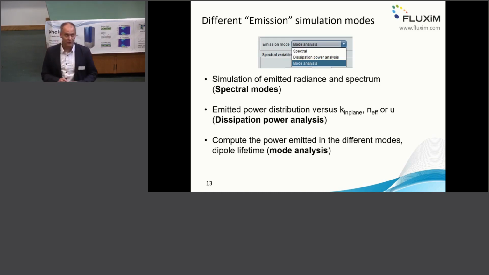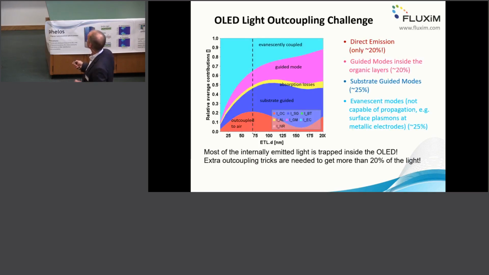In the Setfos software, we distinguish 3 ways of calculating the optics of the OLED. The first way is to do a spectral calculation. So we have to select the emission mode here and go to spectral. That allows us to calculate the emission spectrum at just one viewing angle. And of course you can also make a sweep over viewing angle. That's the spectral mode.